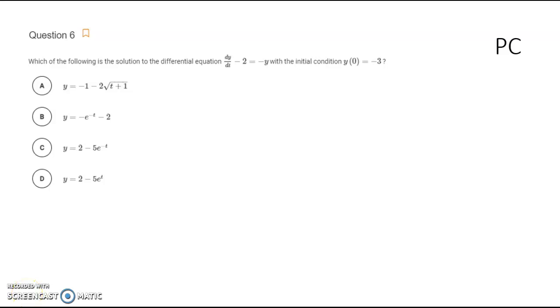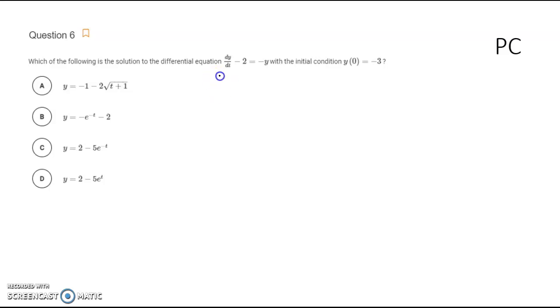Okay, so there were just a few problems I wanted to go over from the progress check. And honestly, of the 5 problems I'm going to do here, I already prepared solutions for 4 of them because I thought that they would be pockets of difficulty for you. First one, question 6. Which of the following is the solution to the given differential equation with the initial condition?